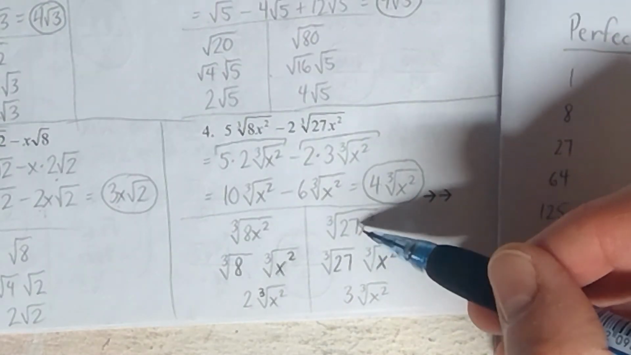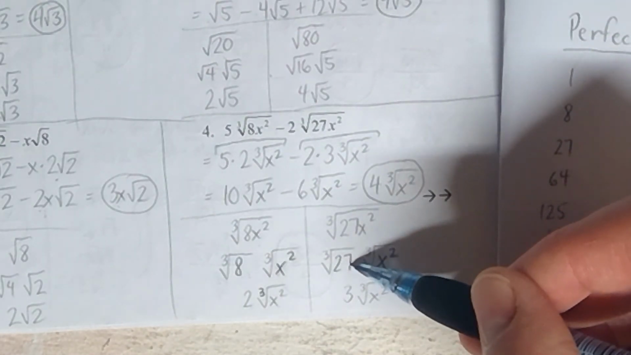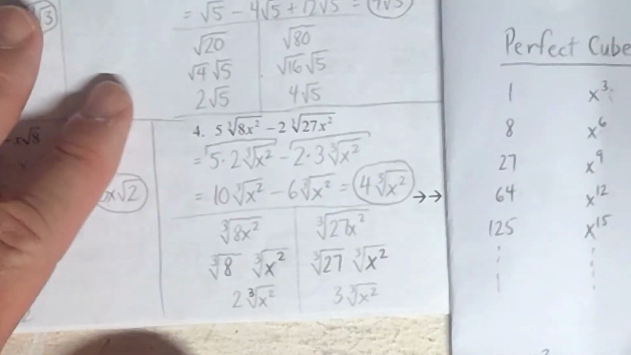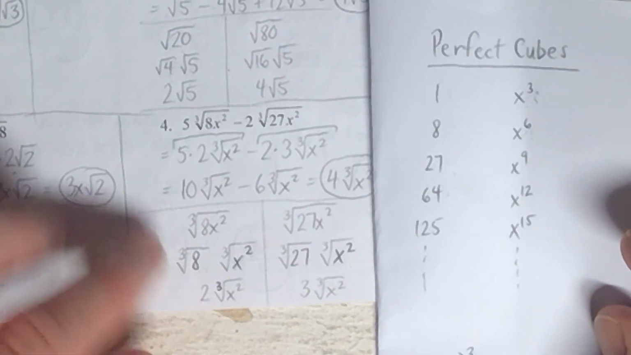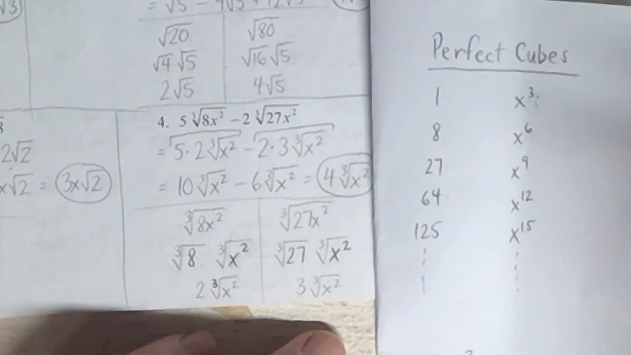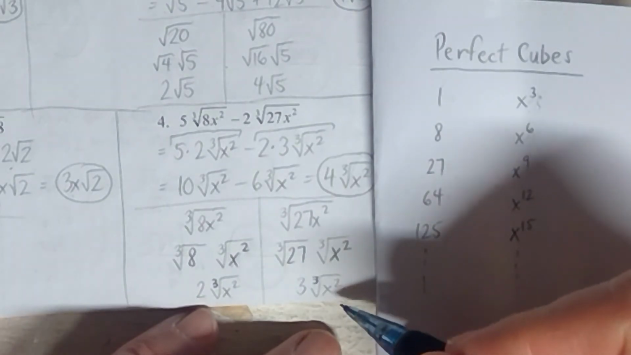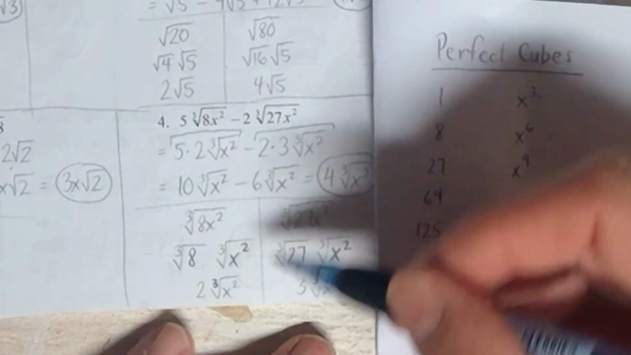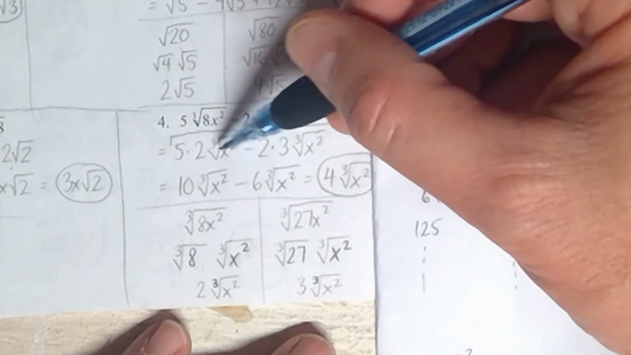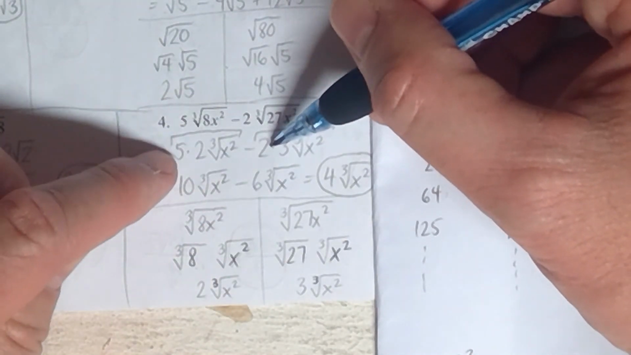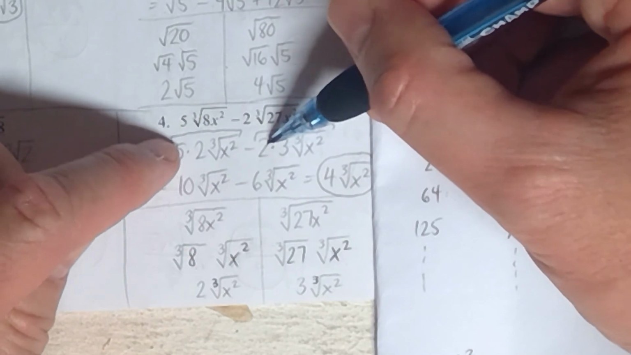Same exact thing here, only difference is that you factor out the 27 instead of the 8. The x squared, nothing comes out of that for the same reason as in the other radical over here. And we end up with 3 times the cube root of x squared. We go back and we plug in those radical terms to replace the old radicals, but the outside parts are still there like we've been talking about. The 5 and the minus 2 are still there.